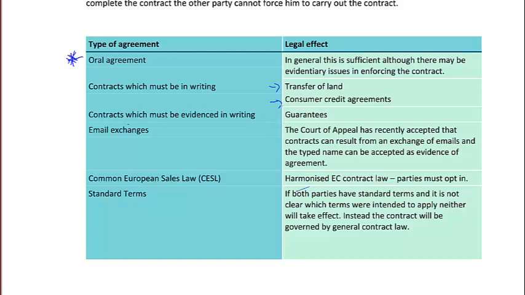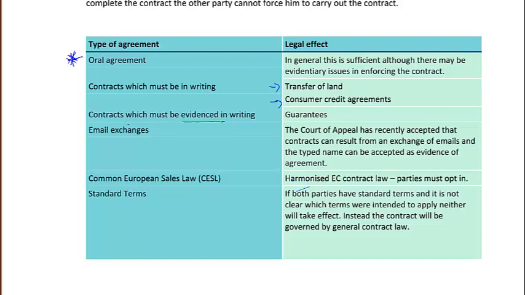Other contracts must be what we call evidenced in writing. Now this is an interesting one. You don't actually have a piece of paper setting out all the terms signed by both parties, but what you have is a written record of the agreement. So perhaps minutes of a meeting, perhaps somebody subsequently writes to the other party setting out the terms of their agreement, but it's not actually signed by both parties. And the one that you need to know there that needs to be evidenced in writing is a guarantee.